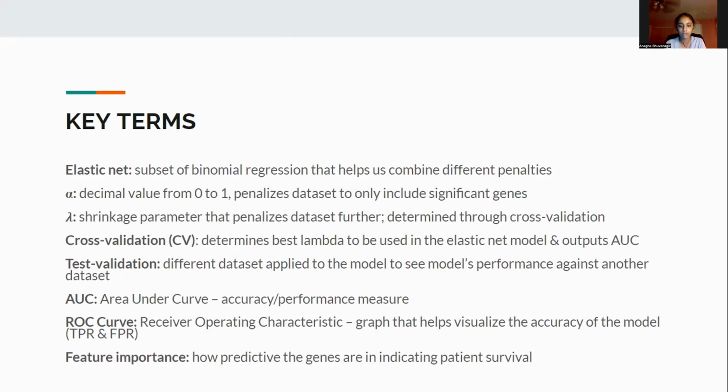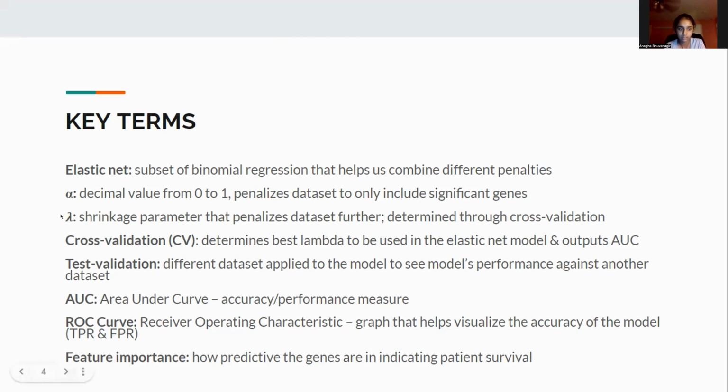So some key terms for this project. ElasticNet is basically a subset of binomial regression that helps us combine different penalties. Basically, this penalizes our data set until only the significant genes remain. This symbol here is alpha. Basically, alpha is a decimal value that ranges from 0 to 1, and it penalizes our data set to only include the most significant genes. An alpha value of 0 means that there's no penalty added, and an alpha value of 1 means that the most possible penalty is added.